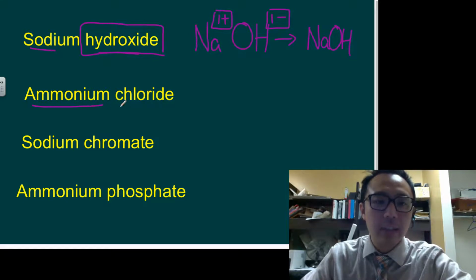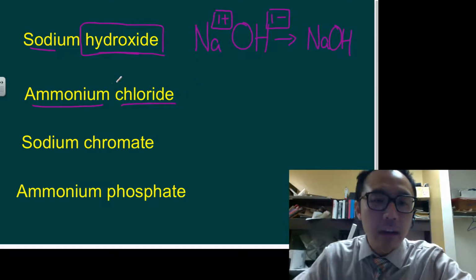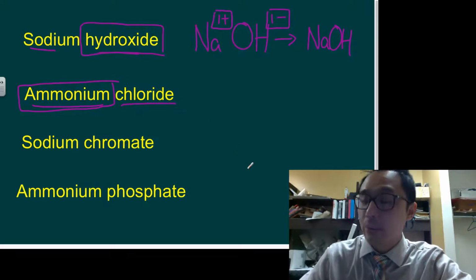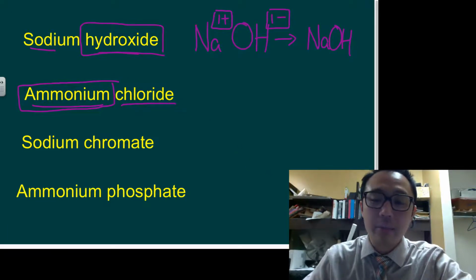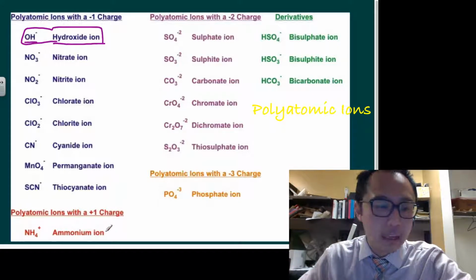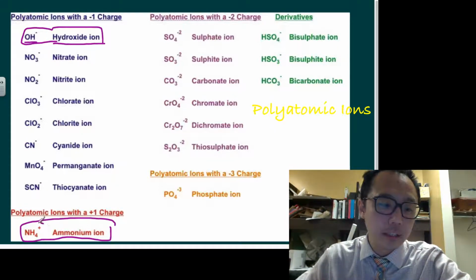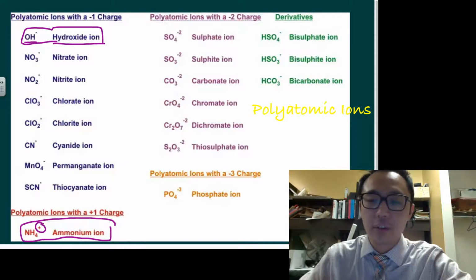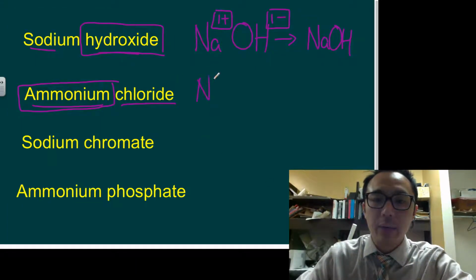Now the next one, you're going to see ammonium chloride. That's the name. Can you find ammonium on your periodic table? If you look for it, you probably won't find it, because ammonium is a polyatomic ion. If you look down here, ammonium is NH4+. So this one has a 1+ charge. That's very important. So I'm going to write NH4 with a 1+ charge.